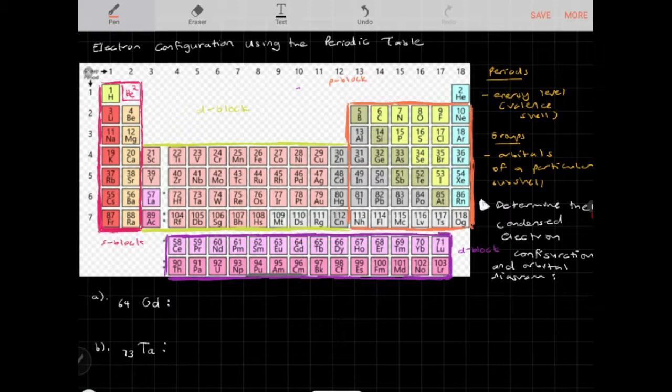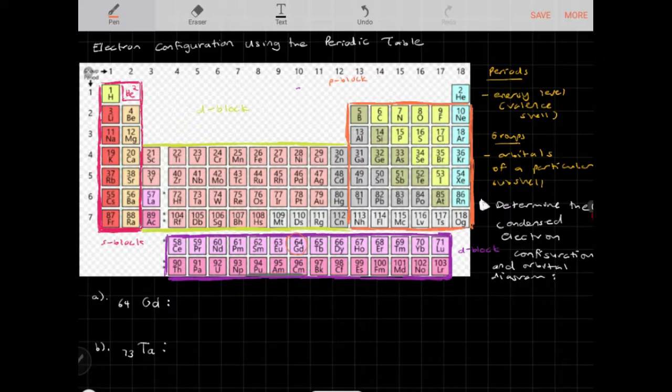Alright, let's determine the condensed electron configuration and orbital diagram of, first, atomic number 64, it's gadolinium, Gd, and part B, we have atomic number 73, which is Ta, which is called tantalum. Okay, so starting with gadolinium, I'm going to take a look at where it is located. So it looks like it's located right here.